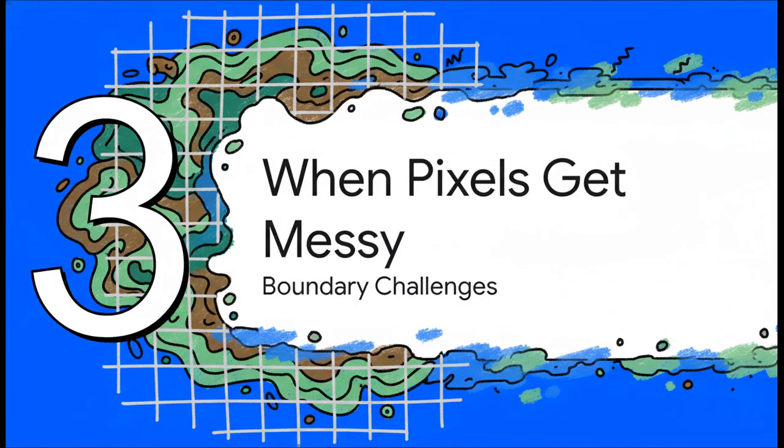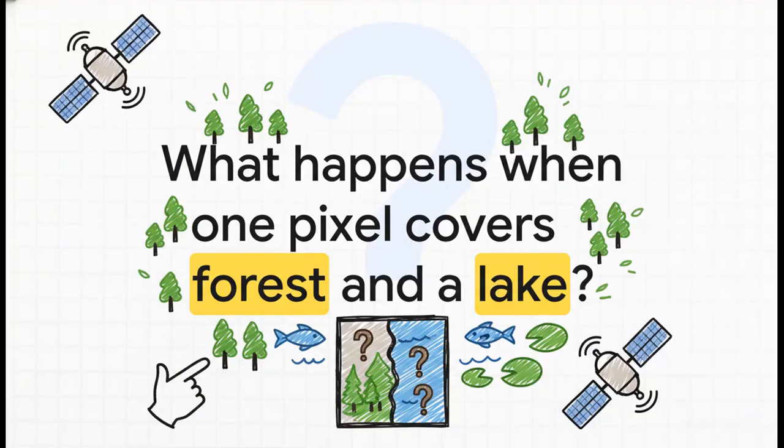But here's the thing. The world isn't made of neat little squares, right? Nature is messy. And when you lay this perfectly clean grid of pixels over the real, complicated world, things get messy, especially at the boundaries. This brings up a classic problem. What color does the satellite give to a pixel that's half on a forest and half on a lake? Is it green or is it blue? The answer is kind of neither. And this creates a huge challenge.